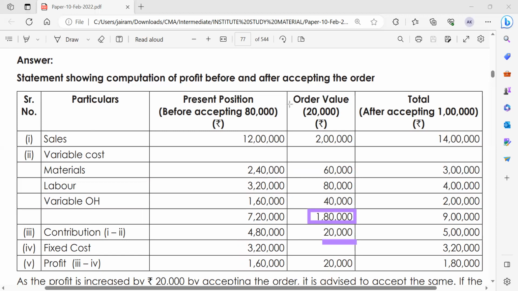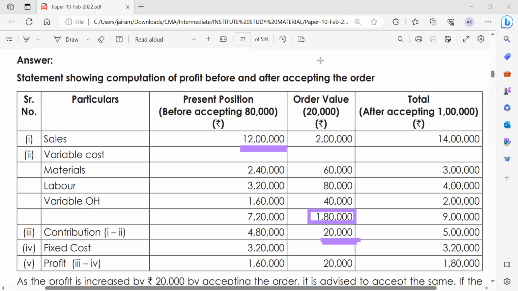Fine. So what is the current selling price you will get? By doing 12 lakh upon 80,000, so 120 upon 8, 60 by 4, 4 ones are 4, 4 5s are 15 rupees. 15 is the per unit current price. So he is asking at a lower price, 10. But still you are getting extra contribution. So you can accept that order. Which is why we will accept that order.